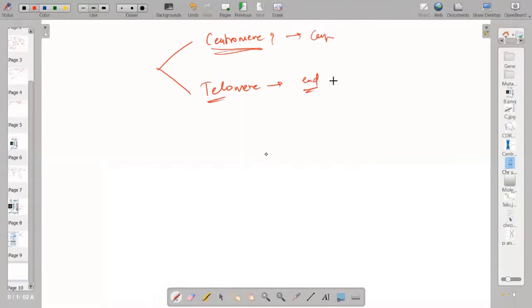These telomeres actually comprise the ends of the DNA. Ends of the DNA. Okay, now let's look at centromere. What is centromere actually? Centromere is nothing but a region of DNA, I would say a region of the chromosome, which is around 0.9 to 1.2 MB.